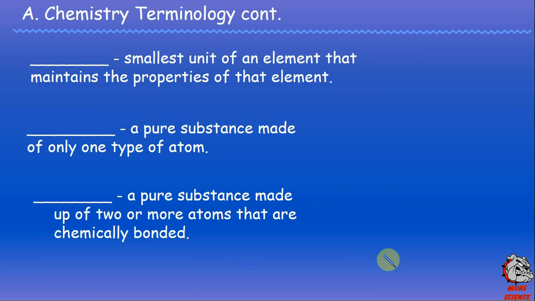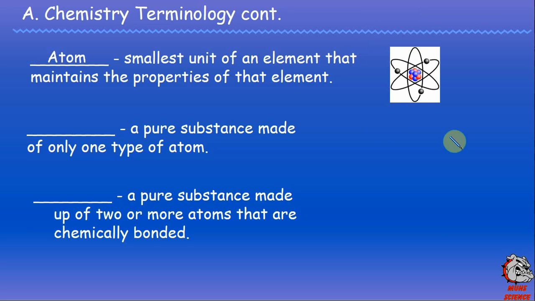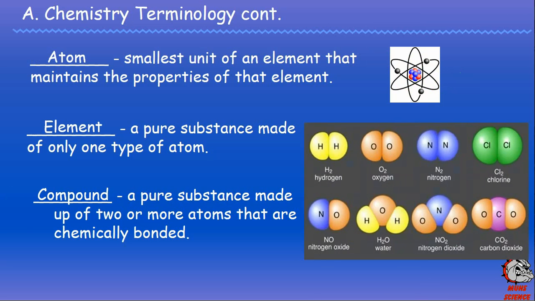Smallest unit of an element that maintains the properties of that element is called an atom. And here I have a basic sketch of what most people think of when they think about an atom. It's about the best humans can come up with. We have a nucleus at the center, and we got electrons whizzing about on the outside. Elements are pure substances that are made up of only one type of atom, whereas compounds are pure substances that are made up of 2 or more atoms that are chemically bonded together.